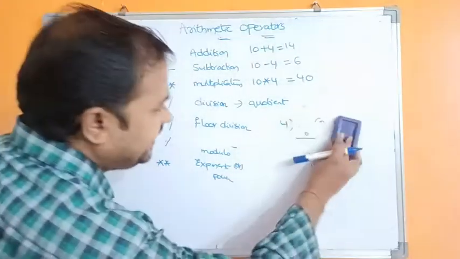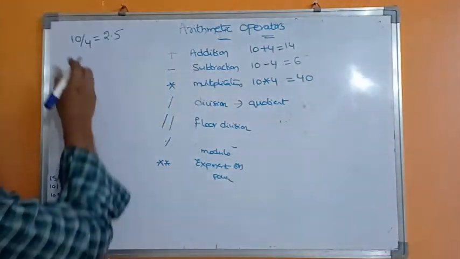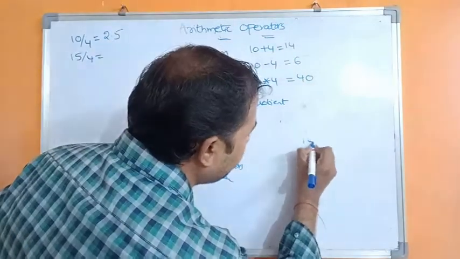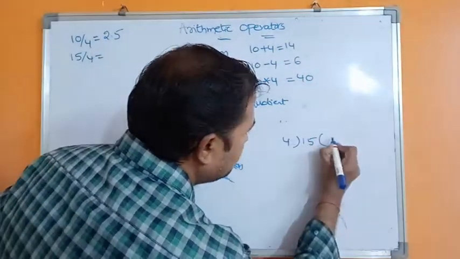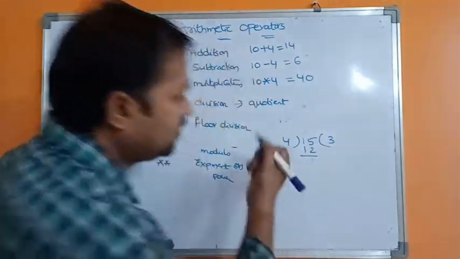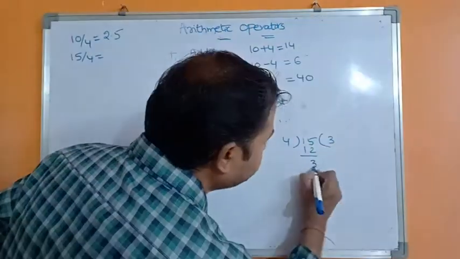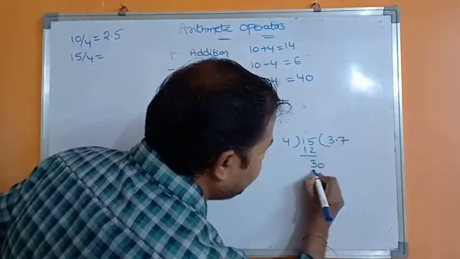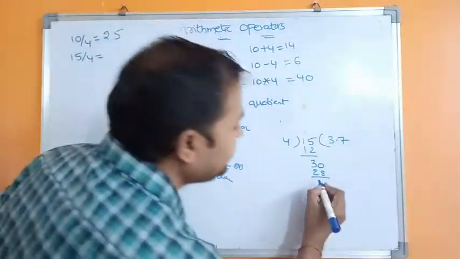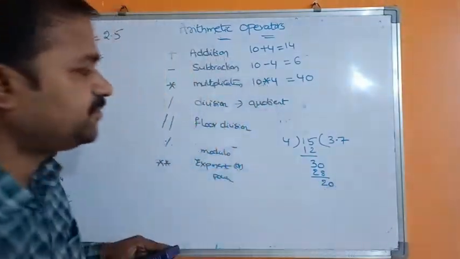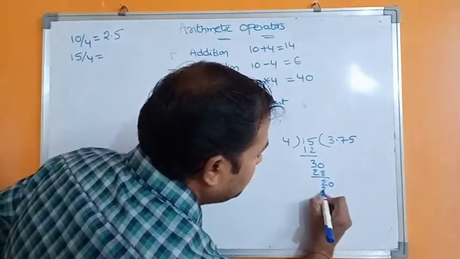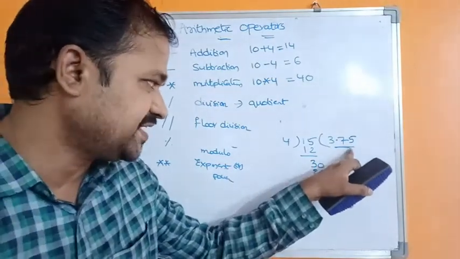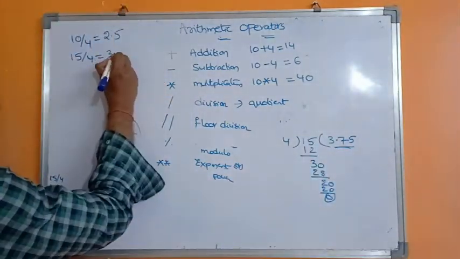Now let's take another example: 15 by 4. The numerator is 15, the denominator is 4. So 4 threes are 12. 15 minus 12 means 3. So we have to take a dot here, then 0. 4 sevens are 28. So 30 minus 28 means what? 2. So we have to take 0. So 4 fives are 20. So 0. So the division operator gives the exact quotient. So 3.75 is the result.